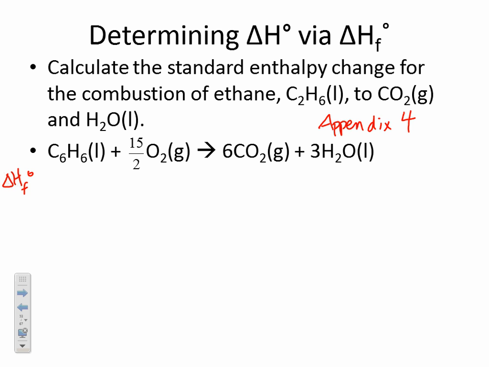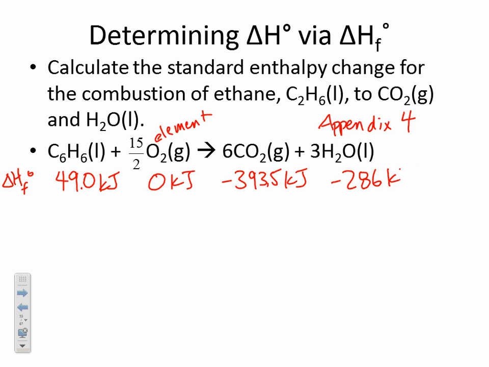So just look, and this is where, by the way, paying attention to phase of matter becomes very important. It matters if you have liquid water versus gaseous water. They will have different standard enthalpies of formation. So pay attention to that. So just pulling the values from Appendix 4. The C6H6 is 49.0 kilojoules. Oxygen, this is an element. Remember, elements have a standard enthalpy of formation of 0. Carbon dioxide gas is minus 393.5 kilojoules. And liquid water is minus 286 kilojoules.